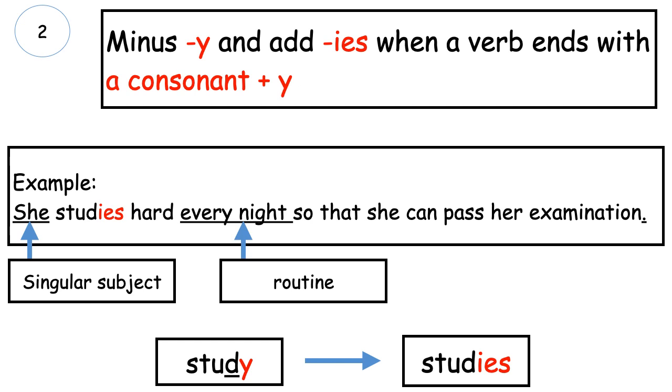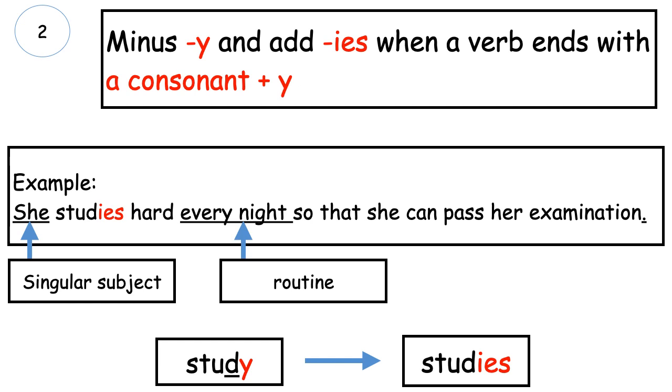Okay, contoh. She studies hard every night so that she can pass her examination. Okay, every night here means the routine. So we have to use simple present tense. She, seorang perempuan. Jadi, menunjukkan singular, satu. So, kalau singular, kita perlu tambah S, ES ataupun IES. Alright, macam mana kita tahu nak tambah S ke, nak tambah ES ke, nak tambah IES? Kita tengok dengan kata kerja dia.